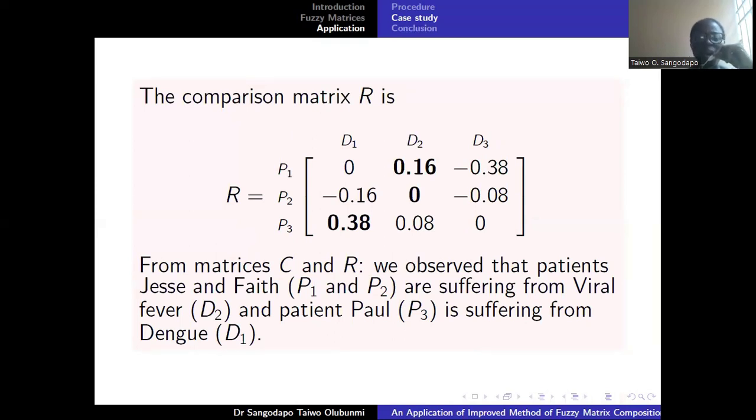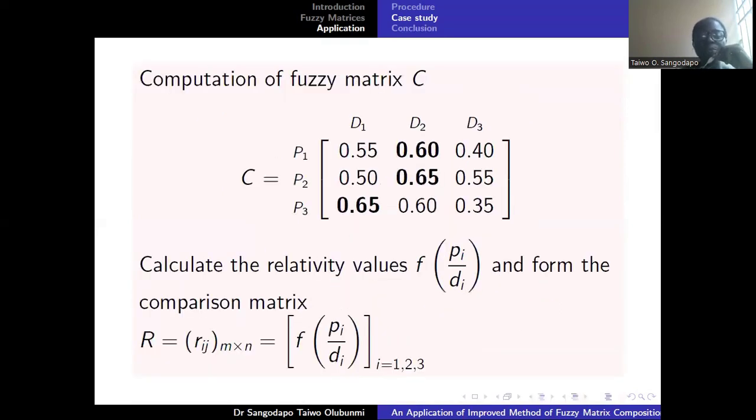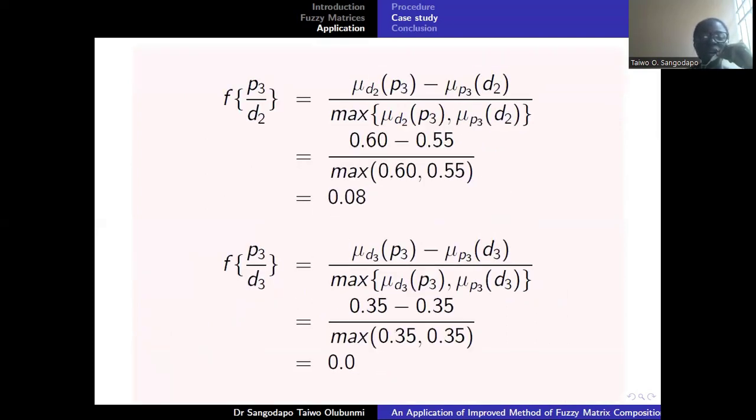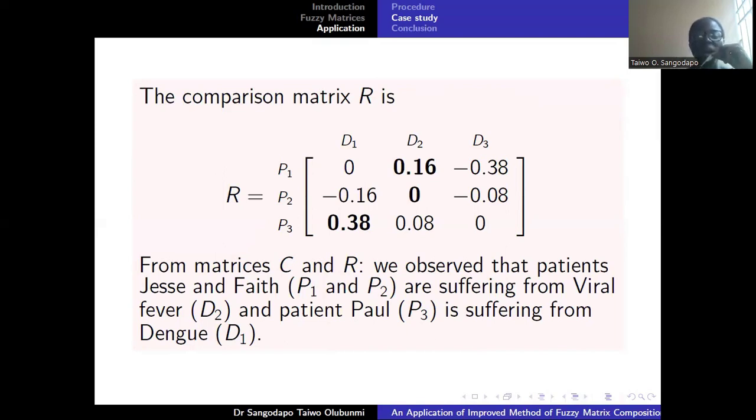Then from matrices C and R, in C we have that at the second column, first entry, we have the highest value. For the second row, at the second column we have the highest value. Then the third row, first entry, we have the highest value. Do we see the same thing with the comparison matrix? Yes, now we also have, at the same point, for the first row, the first entry of the second column, the highest value. For row 2, we have the highest value here. For row 3, this is where we have the highest value.